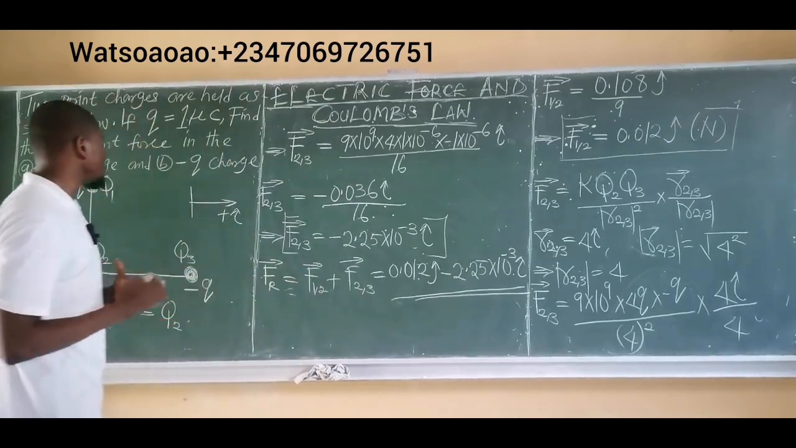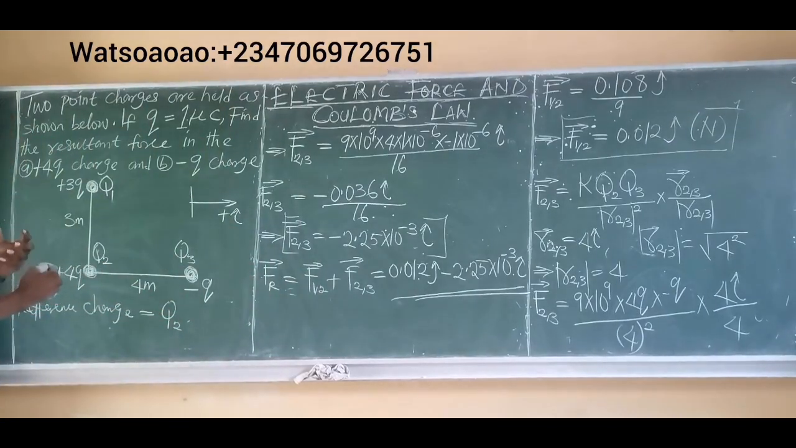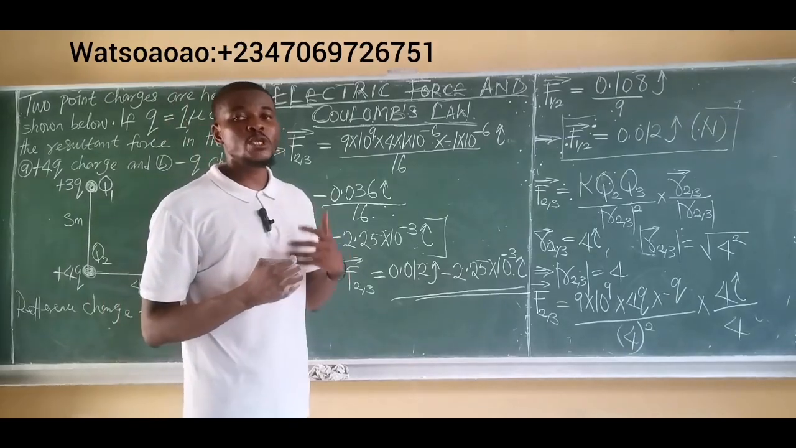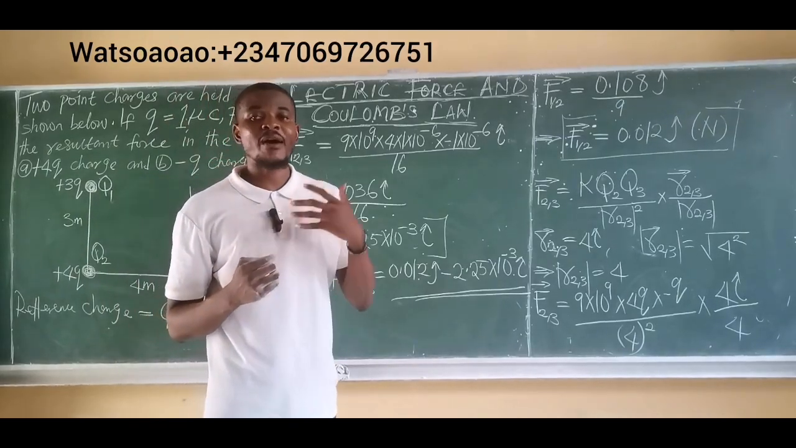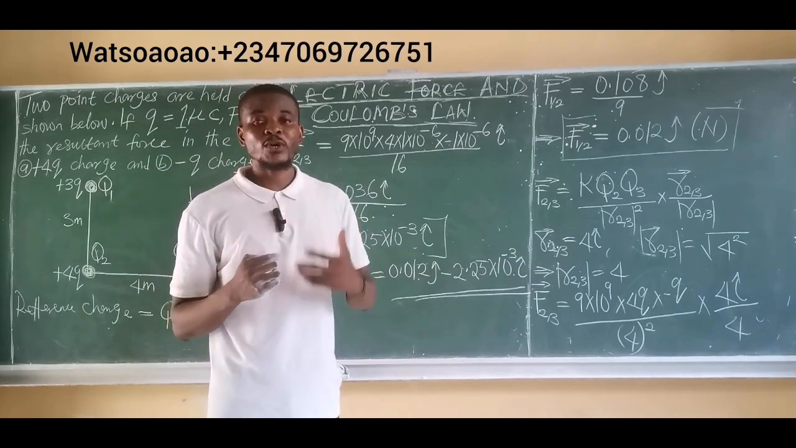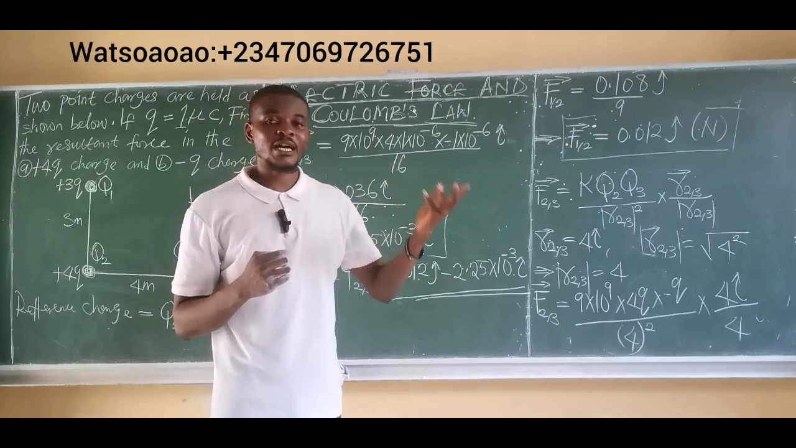Now, the B part of the question says also find the resultant force on the negative Q charge. So what this simply means now is that we are now going to make the negative Q charge our reference charge. And once you pick out your reference charge, you move from your reference charge to locate all the other charges.